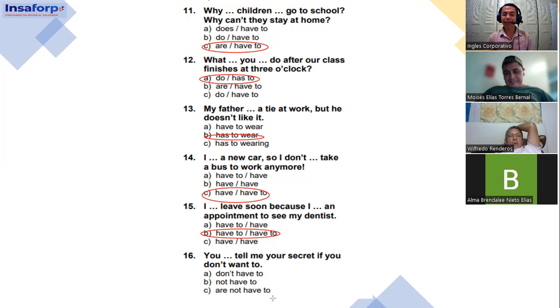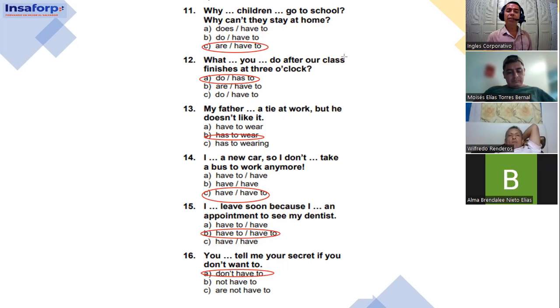A, B, or C? What do you think, Wilfredo? A, B, or C? Teacher. A. Okay, let me see. Good, thank you. Now, let's check it out together, right? I will tell you yes or no, right? Yes or no. Just give me a second here. Vamos a acomodar aquí los comandos.